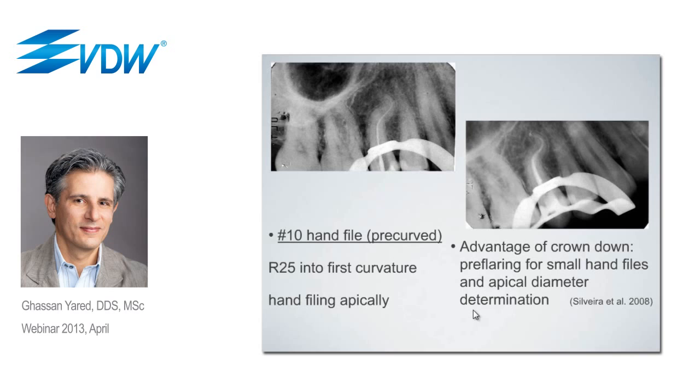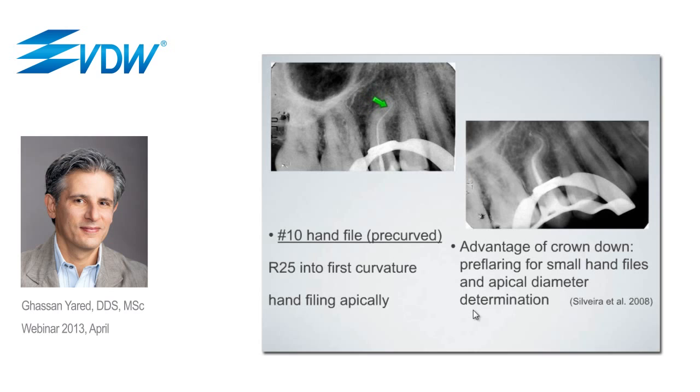So this is a case where the Reciproc instrument was used into the first curvature, just before the second curvature, and then the hand instruments were used to prepare the canal in the last few millimeters.